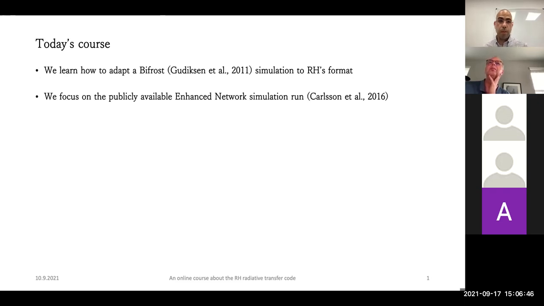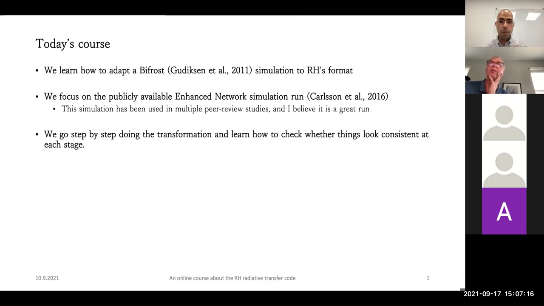In particular, we will focus on the enhanced network simulation run that was presented in Carlsson 2016. This one has been used a lot, in fact, in multiple peer-reviewed studies or publications. Personally, I also have used it a lot, and I believe it's a great run. So I think starting with this simulation run is going to be helpful and useful.